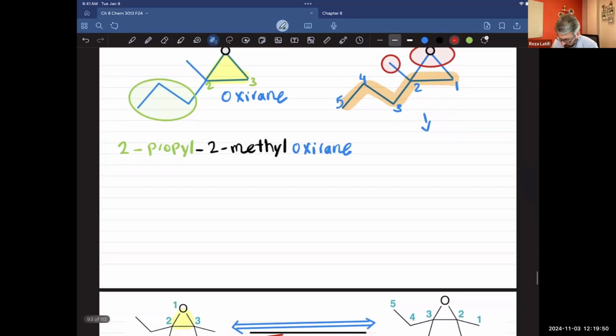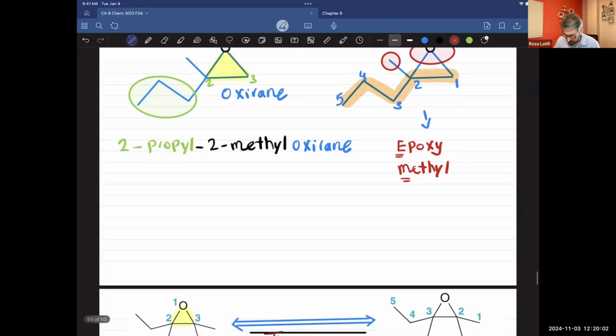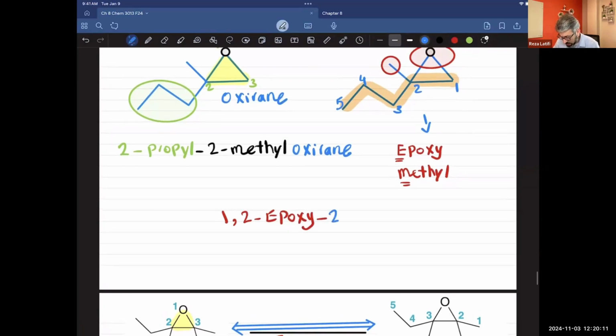So I'm going to say I have epoxy versus methyl. The epoxy will get priority over the methyl, so the correct name for it will be this. On 1 and 2, I have epoxy, and then on the second one, I have methyl, and I have 5 carbons, so this one will be pentane.